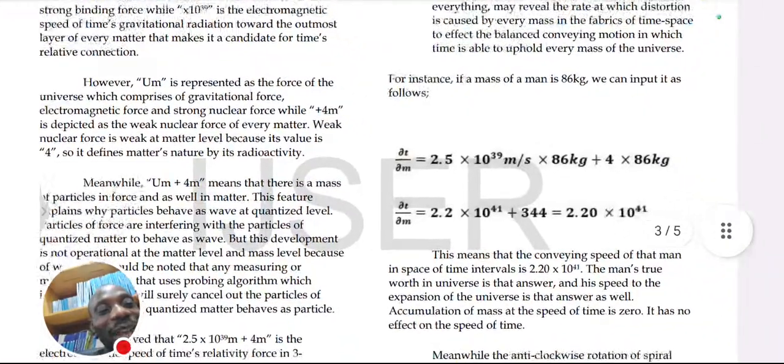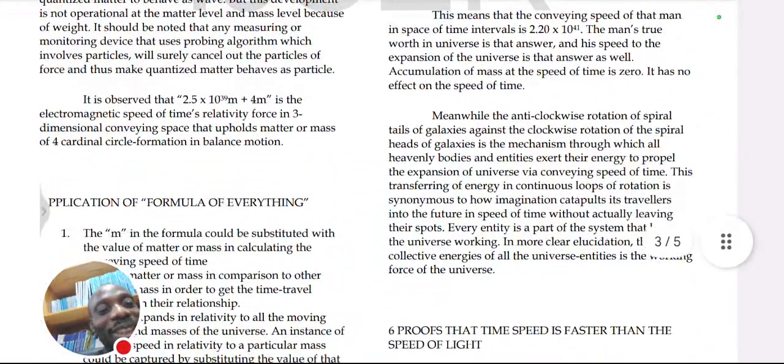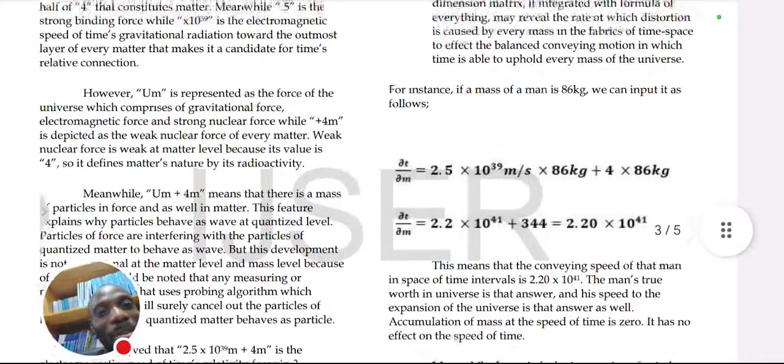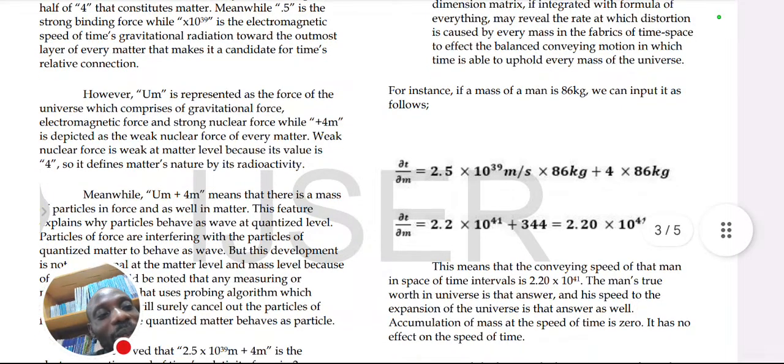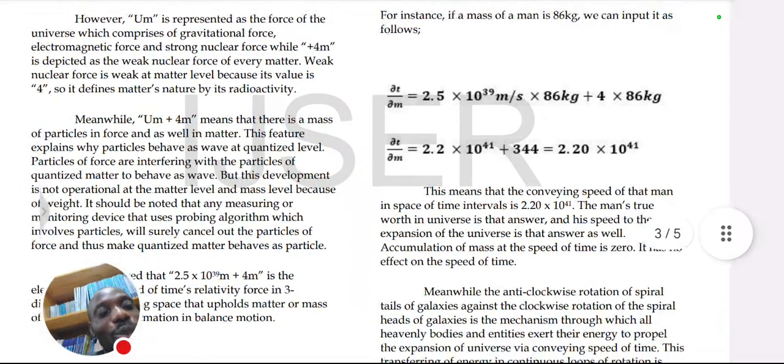So now look at the way that formula is briefly applied here. The formula is briefly applied by using 86 kg. You can substitute the mass worth of what you want to use. You can use classical mass worth, you can use quantum mass worth to get its counterpart. You understand?